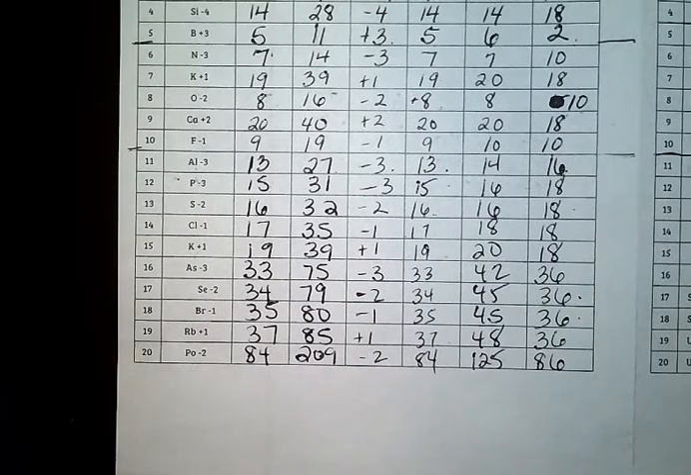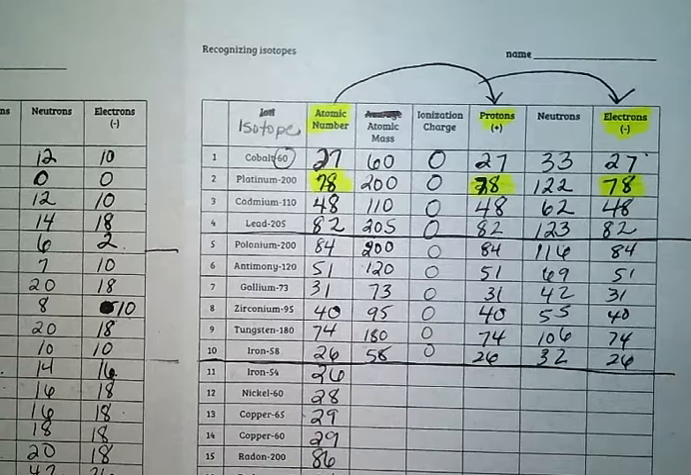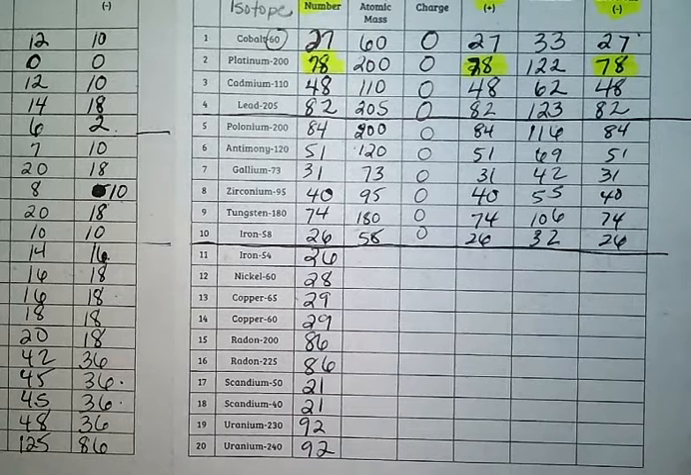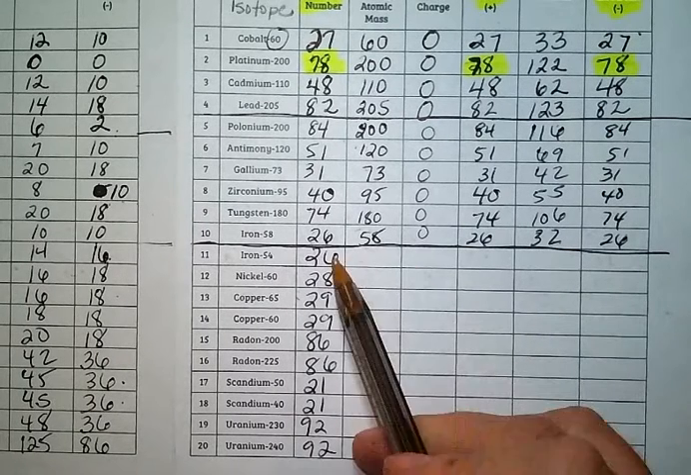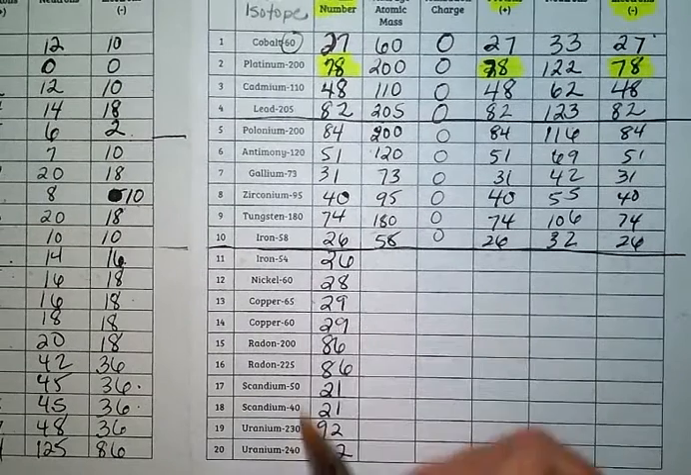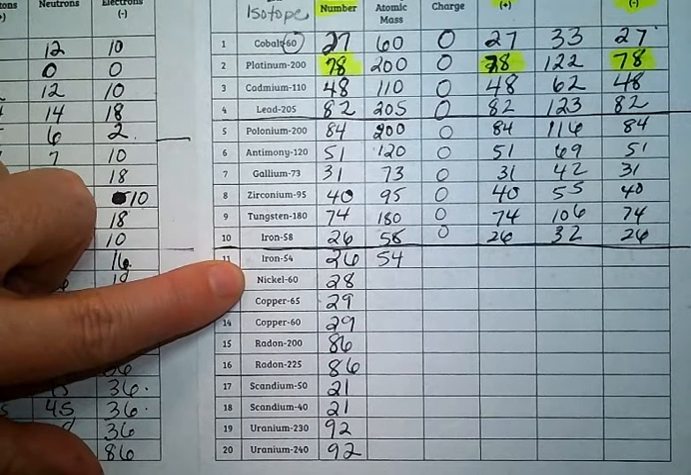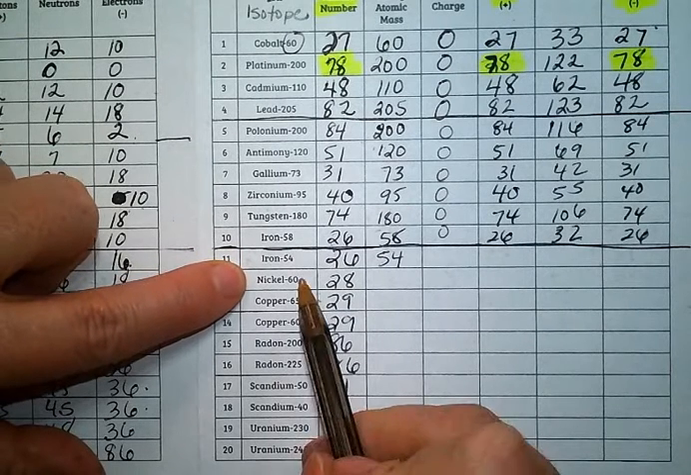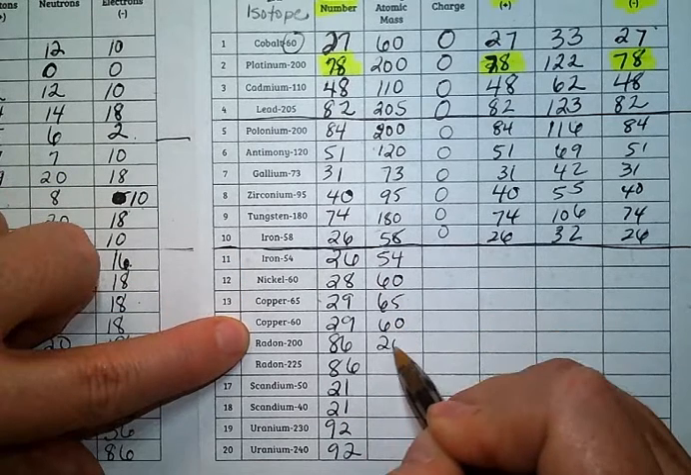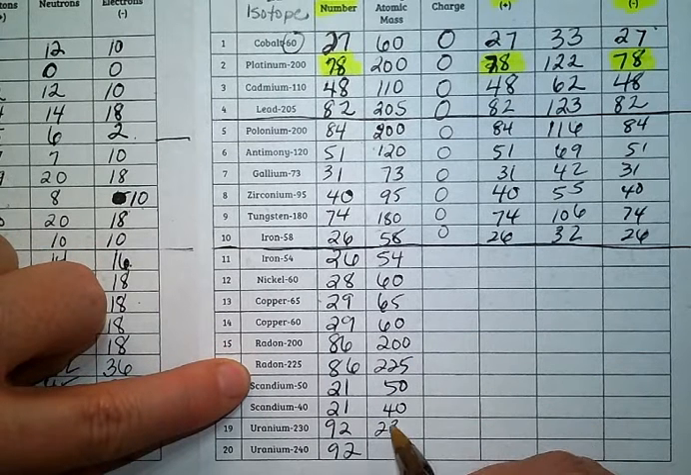Now let's look over here to isotopes. These are the answers for the ones we did in class, and I'm going to finish up this page with you. I went ahead and got their atomic numbers, so I didn't have to sit here and search for them, but those come straight from the periodic table. Their atomic masses are given to me. So iron 54 has a mass of 54. You're not going to use the masses that are on the periodic table. You're using the mass that's given to you. So that's 60, that's 65, 60, 200, 225, 50, 40, 230, 240.